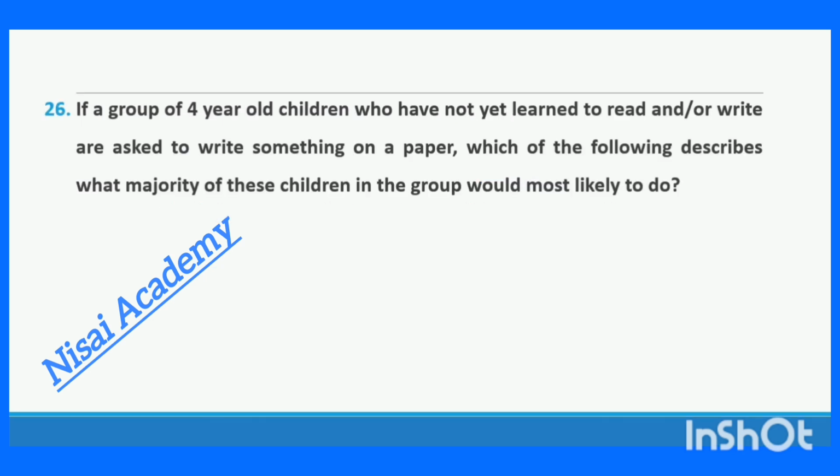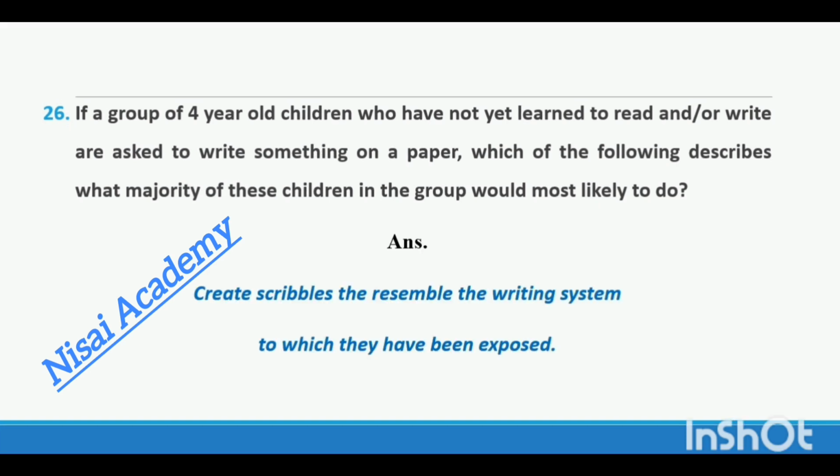Question 26. If a group of 4-year-old children who have not yet learned to read or write are asked to write something on a paper, which of the following describes what the majority of these children would most likely do? The majority of these children would likely create scribbles that resemble the writing system to which they have been exposed.